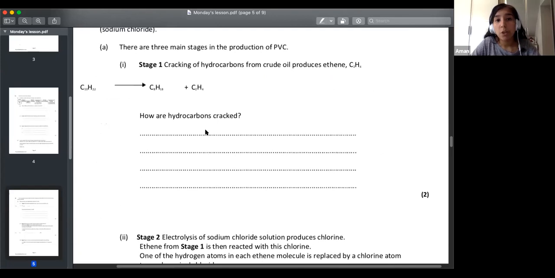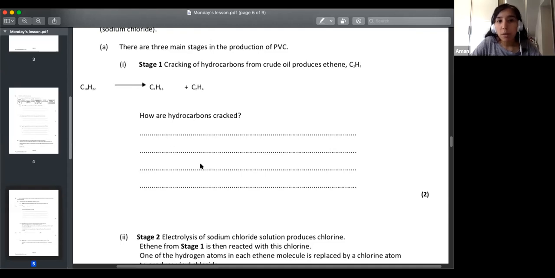Okay, so how are hydrocarbons cracked? Does anyone remember? How are they cracked? So we went through this. There are 2 types of cracking. Good. Yep. So someone said there's steam or catalytic cracking. So you'd get 1 mark for mentioning those. We need 1 mark to explain one of them.